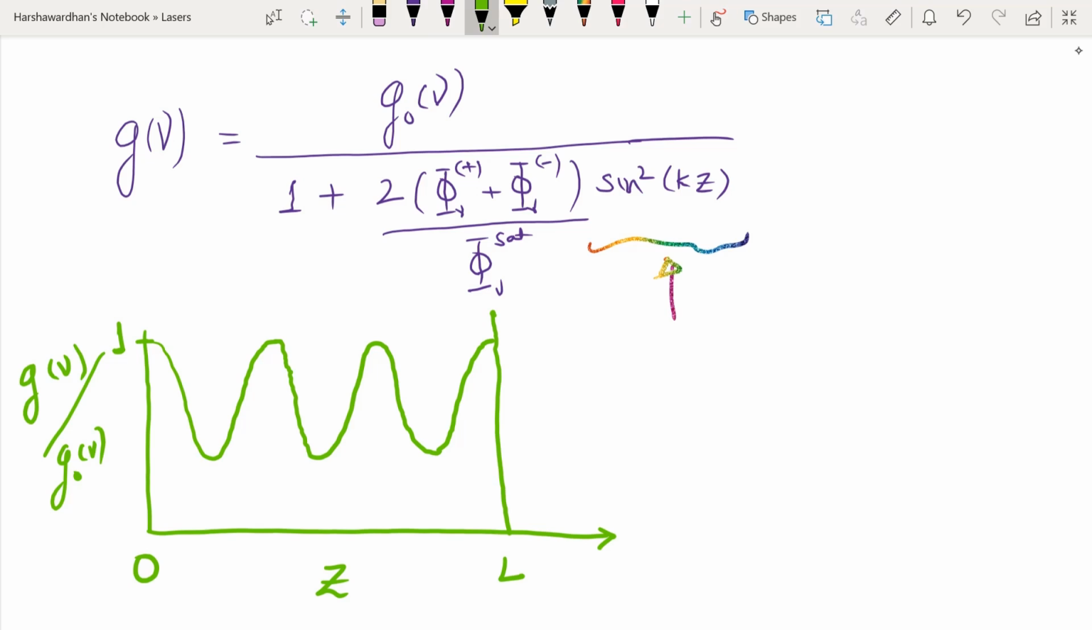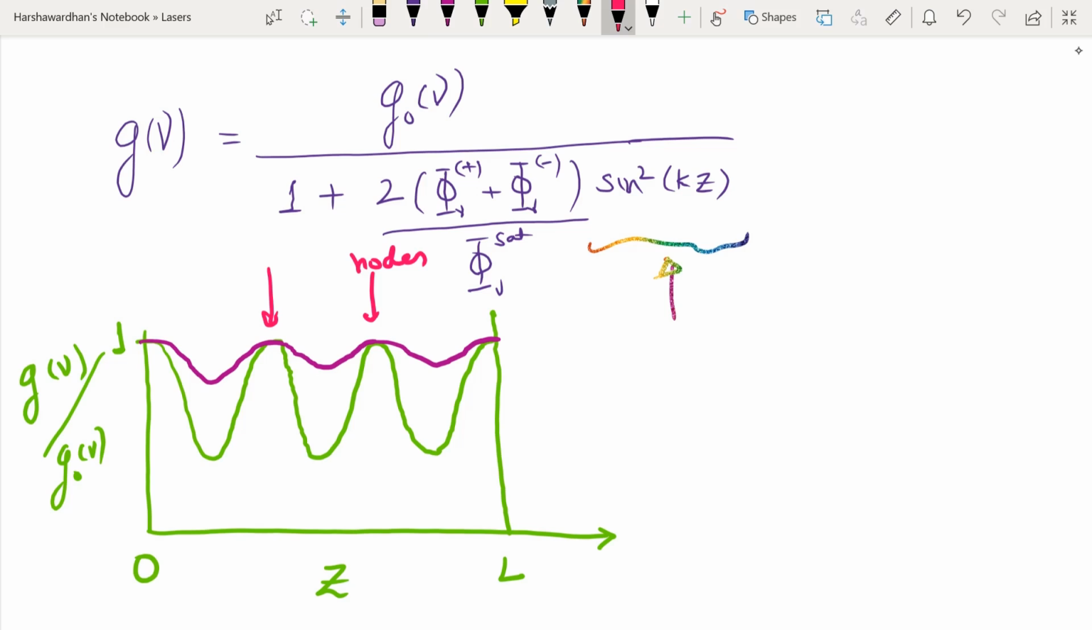For example, this could be the intensity for a particular level of phi plus and phi minus. For a smaller intensity flux, it might be of this kind. It essentially depends on the comparative intensity between phi plus, phi minus, and phi saturation. So you clearly see that now my gain is periodically varying. At the nodes, I get a small signal gain, I get very large gain, and the corresponding intensity is zero, whereas at the antinodes, the gain is saturated.